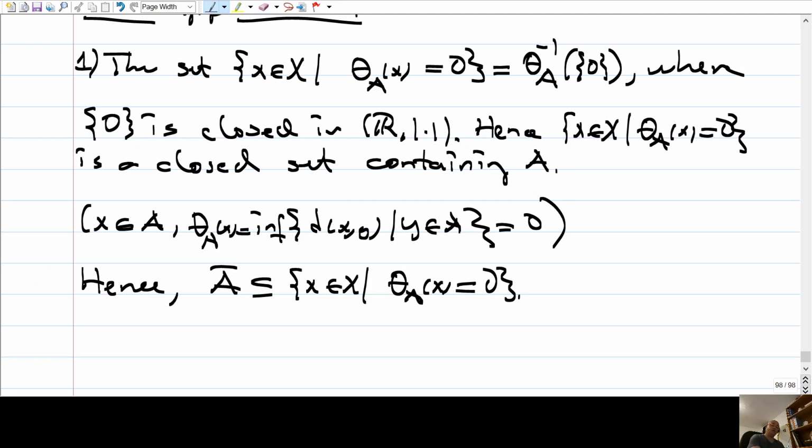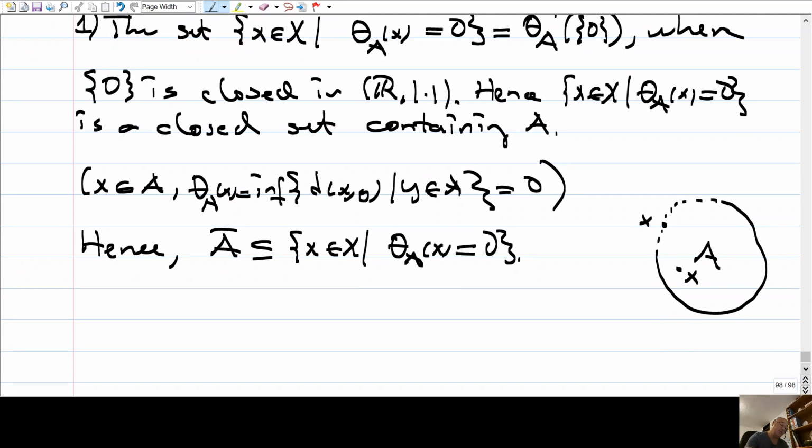In other words, points in the closure have distance 0 to A. This is the set A. Maybe some boundary points may not be in A. What are the points with 0 distance to A? Clearly, the points here have 0 distance to A, but also the points on the boundary. Such a point has 0 distance to A because there is a sequence in A which converges to this point. So the distance becomes smaller and smaller. Therefore, the infimum becomes 0.